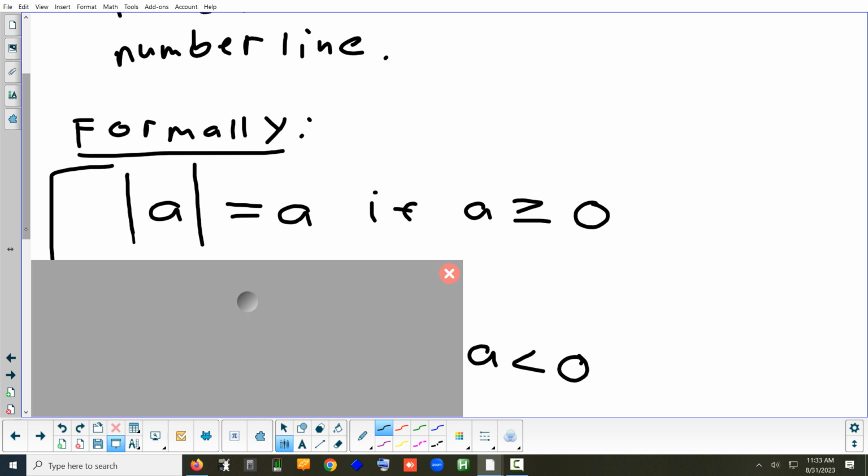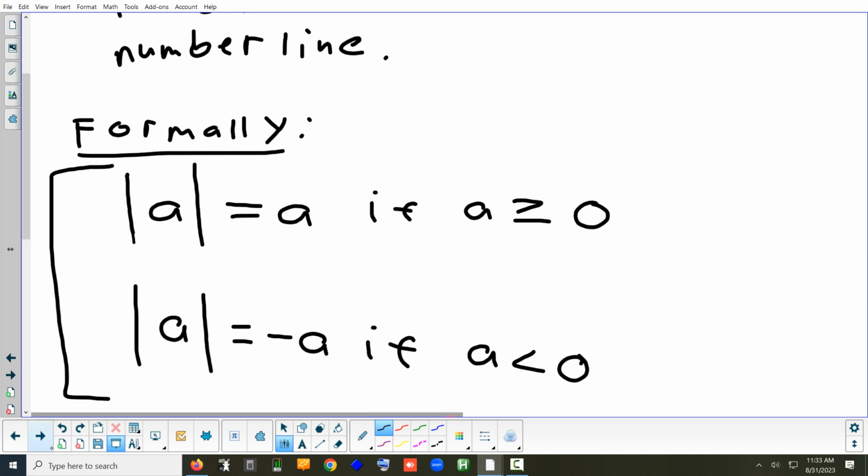Yeah, pretty much. I'm just looking for a different way to say it. Make it positive, which means you're really making the number its inverse, the opposite. So if you have a number that you know is less than 0 and you want to take its absolute value, you need to take the opposite of the original number.